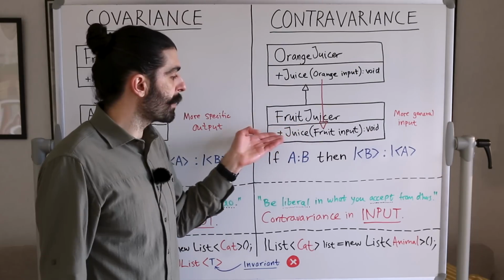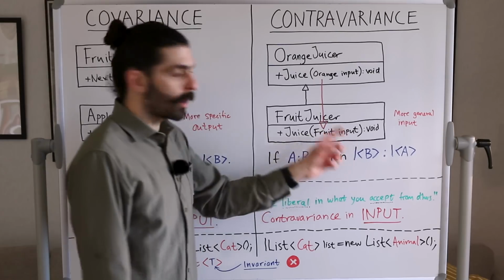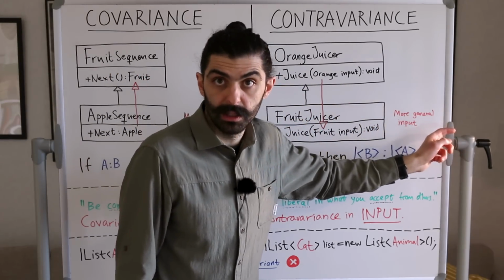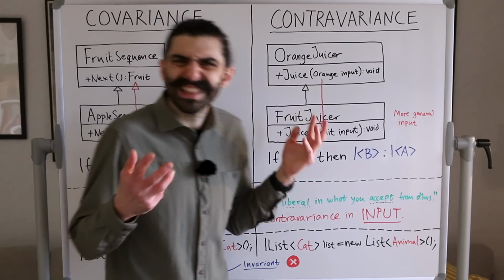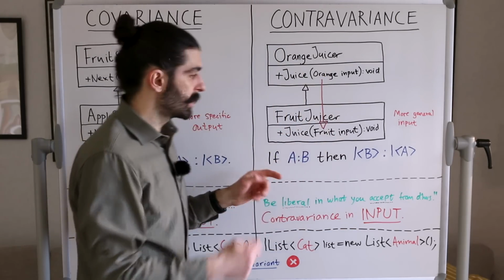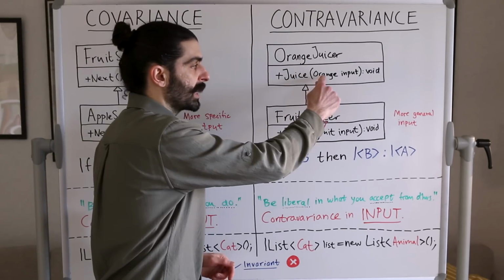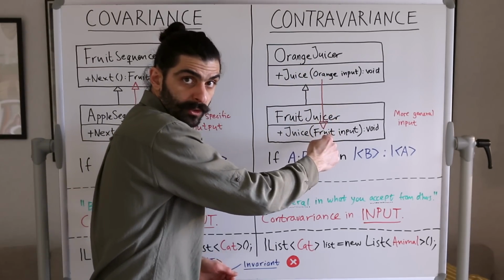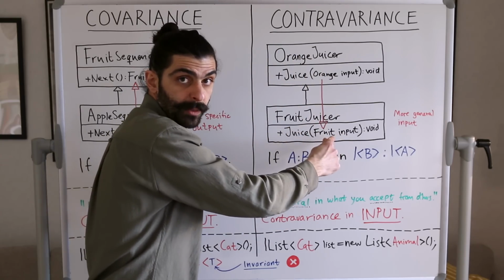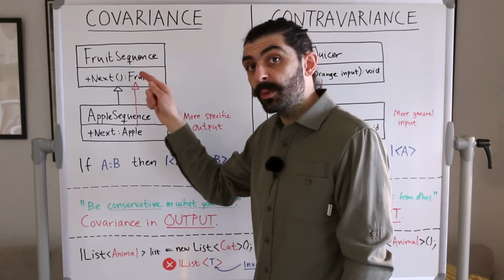And same thing here. The method juice in fruit juicer overrides the method juice in orange juicer. So the subtype accepts more general input than the supertype. And that means that the two arrows move in opposite directions. Fruit juicer is a subtype of orange juicer, but orange is a subtype of fruit, the other direction. So the more general type is found in the subtype. Whereas in the case of covariance, the more general type is found in the supertype.